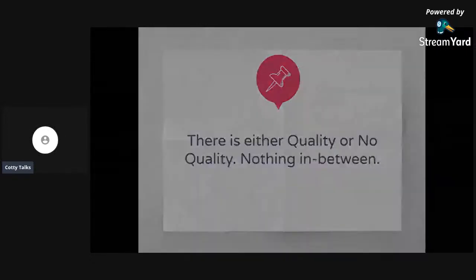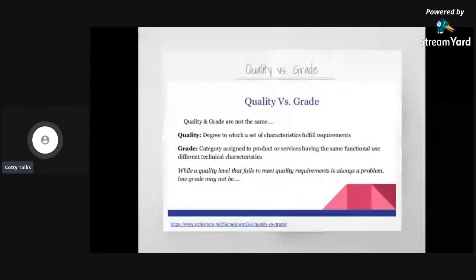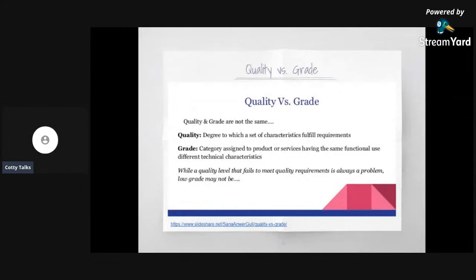So let's just continue. What a lot of us call low quality is actually grade. Quality versus grade: quality and grade are not the same. Quality is the degree to which a set of characteristics fulfills requirements. Grade is a category assigned to products or services having the same functional use but different technical characteristics. A quality level that fails to meet expectations is always a problem, but low grade may not be.